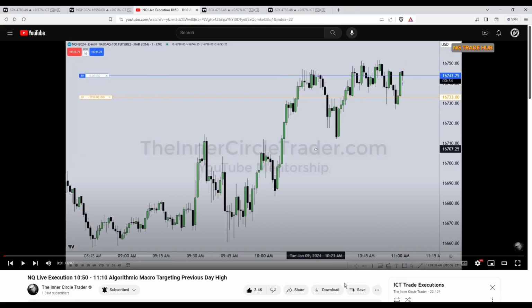So between the 1050 to 1110 window, there's a potential trade setup that forms, or a trade setup has already formed, and it's going to be expanding towards liquidity or to rebalance an inefficiency.